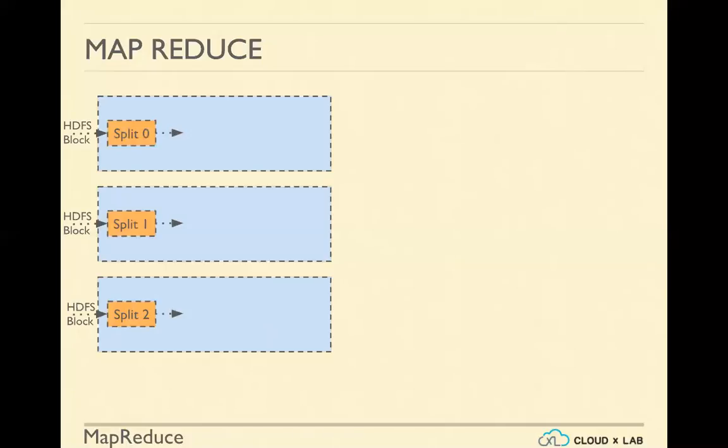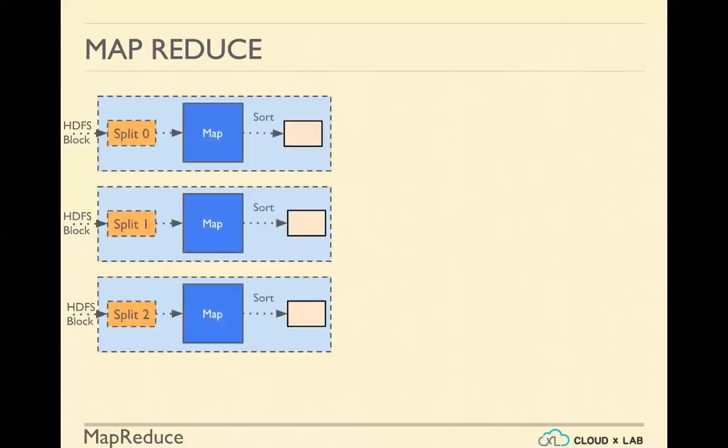But before it gets executed, the raw binary data of the HDFS block will be converted into records. This is called input format. We'll talk about it in more detail. So the raw data will be converted into records by way of input formats. We call that a split. A split is nothing but a bunch of records.